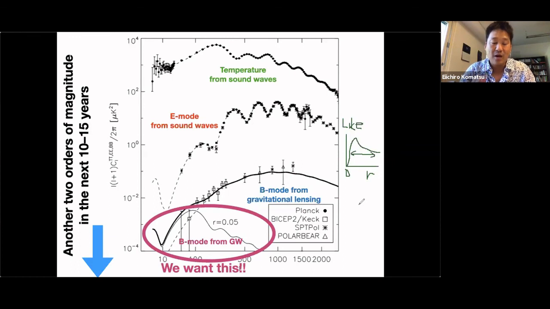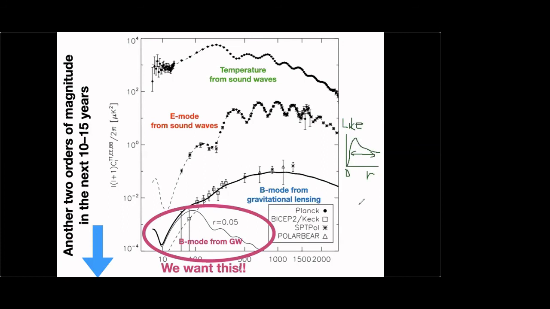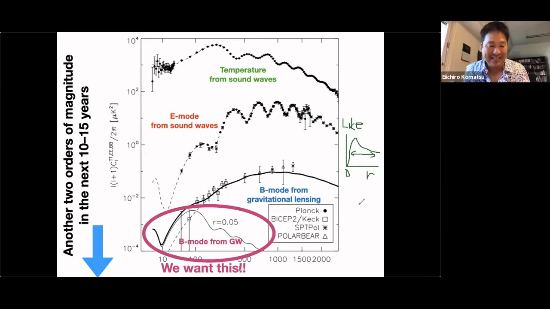Now, if you are in space, the biggest source of noise is actually shot noise of CMB photons. So these detectors are background limited. For each detector, you cannot do any better because you're already photon noise dominated. The only way to improve the sensitivity is to have more detectors.